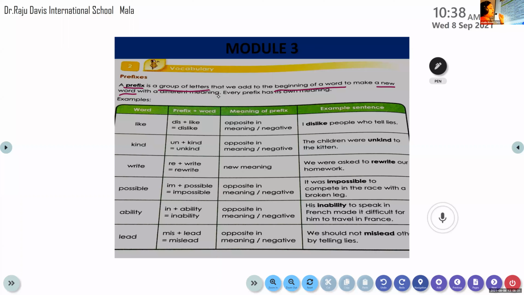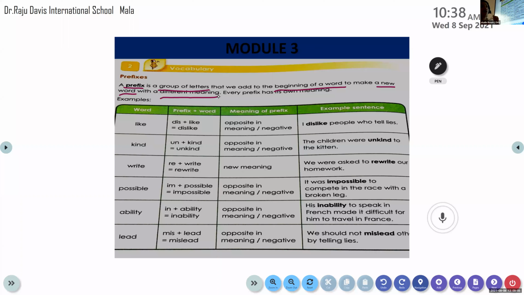Sometimes when we add certain prefixes, we get the antonym of a word, that is the opposite of a word. And sometimes the new word just has a different meaning. It is not necessary for it to be an antonym or an opposite of the given word. Is that clear to you all now? When we do the examples, it will be clearer to you. So let us revise the initial part.